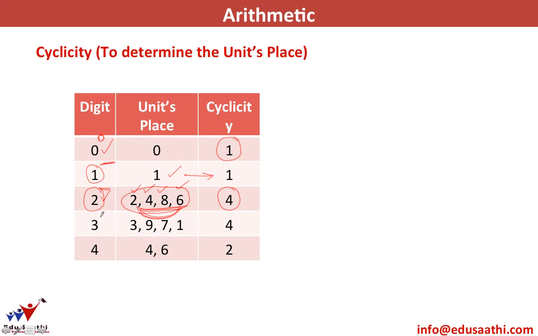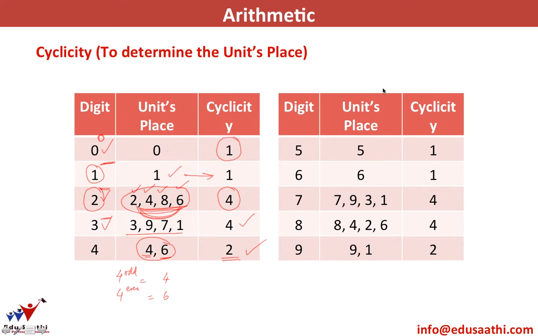Same is the case when we are talking about 3. 3 raised to anything would end up in 3 or 9 or 7 or 1. Again, there are 4 options available for the last place if the number ends in 3. However, if the number ends in 4, 4 raised to power 1 is 4, 4 square is 16, 4 cube is 64, 4 raised to power 4 is 256. So the last place would be filled in 2 ways, either 4 or 6, giving rise to a cyclicity of 2. I can say 4 raised to any odd power will end up in 4 and 4 raised to any even power will end up in 6. There are only 2 cases that I will get.